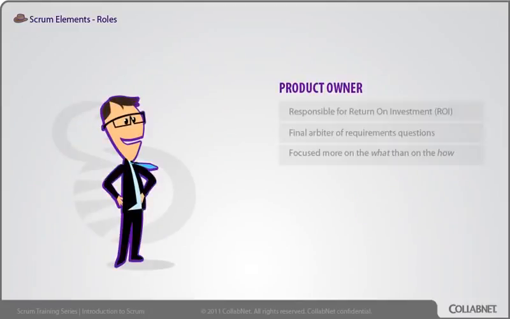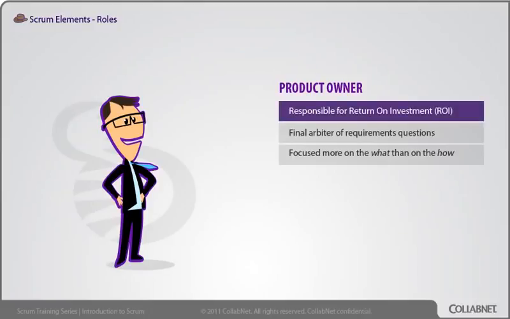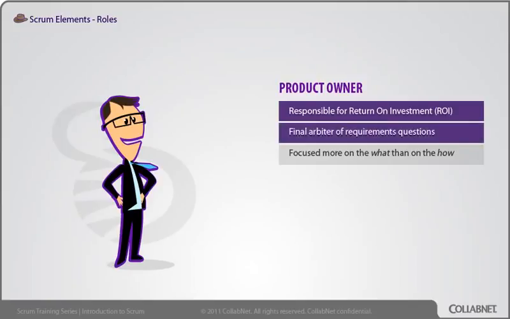The Product Owner is the single individual responsible for return on investment, or ROI, of the product development effort. The Product Owner mostly exerts that influence through the prioritization of the product backlog. The Product Owner is the final arbiter of requirements questions. That doesn't mean he'll give you all the detailed requirements up front, or even all the details at the beginning of every sprint, but the Product Owner does make the final call about those things.